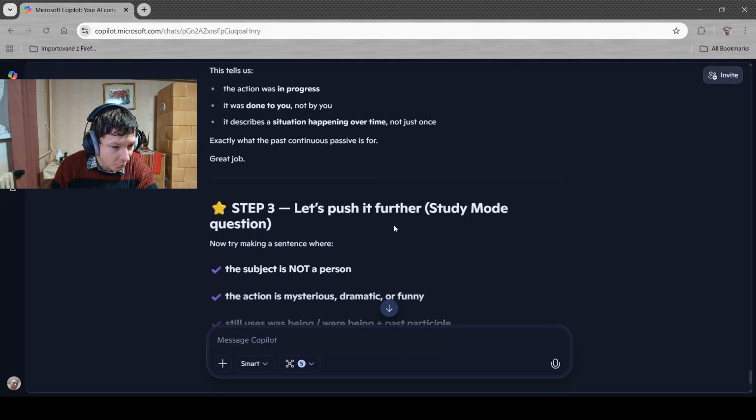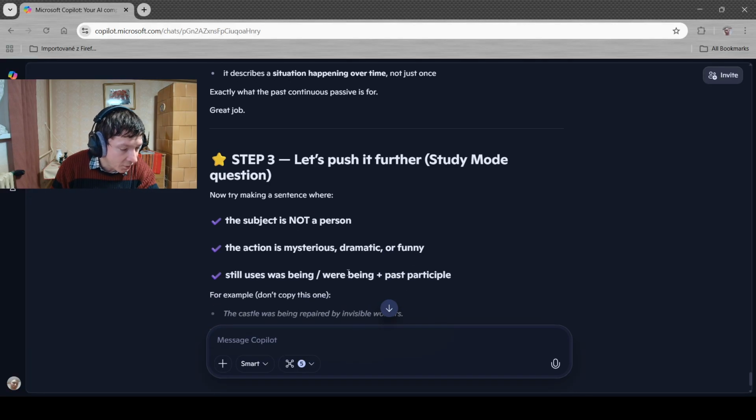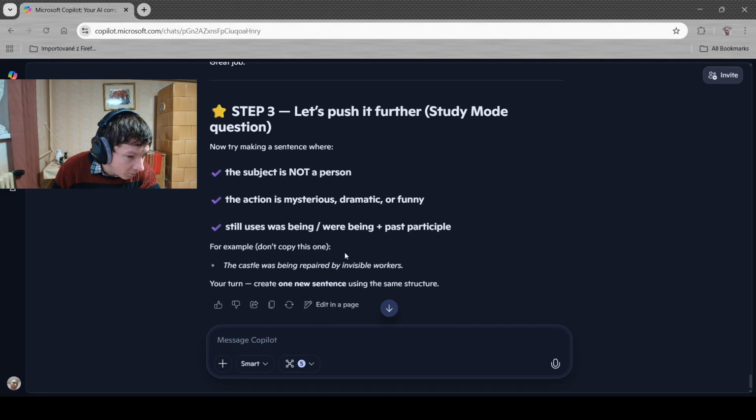Step 3. Let's push it further. Study mode question. Now try making a sentence where the subject is not a person, and the action is mysterious, dramatic, or funny. It still uses was being or were being plus past participle. For example, don't copy this one: The castle was being repaired by invisible workers. Your turn. Create one new sentence using the same structure.